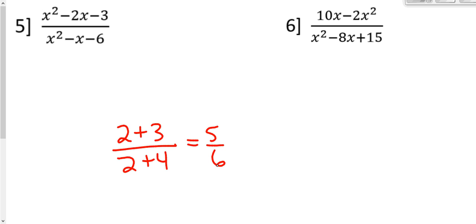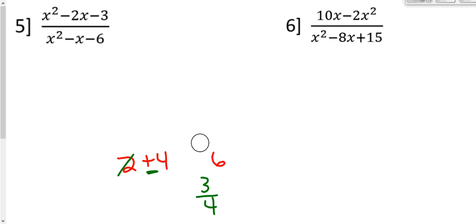However, what if I cancel the 2's? Now I get 3/4. Well, 3/4 is not right because we knew it should have been 5/6. So that's just a way to remind you that you can't cancel things when they're added or subtracted, only when they're multiplied, because what you're canceling would be special forms of 1. Okay, back to the problem.